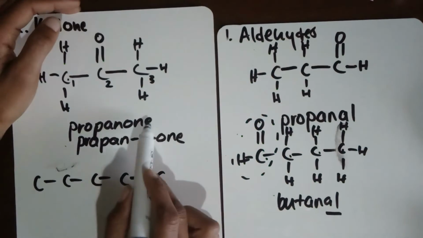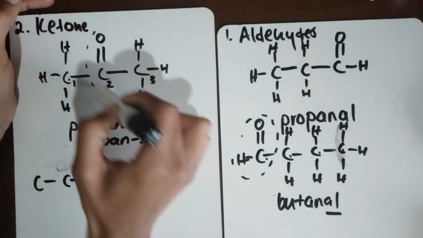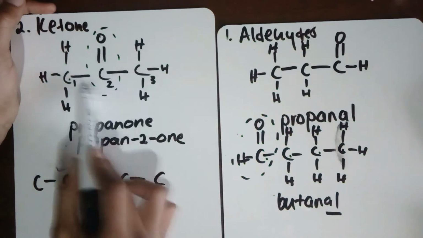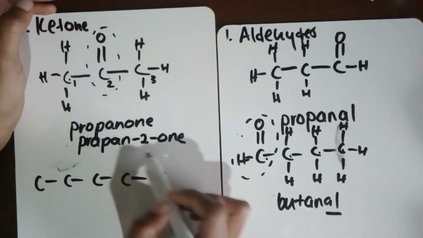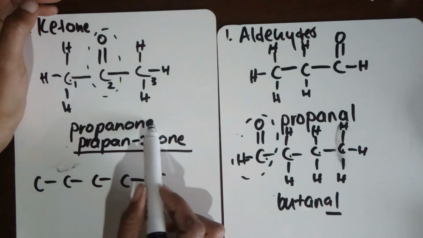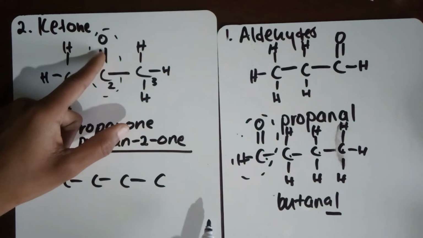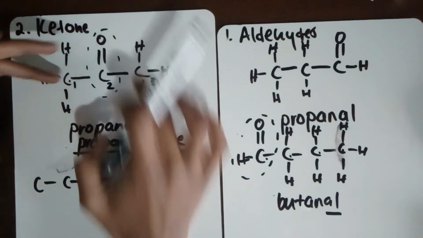The reason I didn't write it is because it can only be on the second carbon if there are 3 carbons involved. So it wasn't necessary to include the 2. So when you write propanone, essentially the person should know that this double bond is going to be on the second carbon, right? It can't be on these 2 outermost carbons.